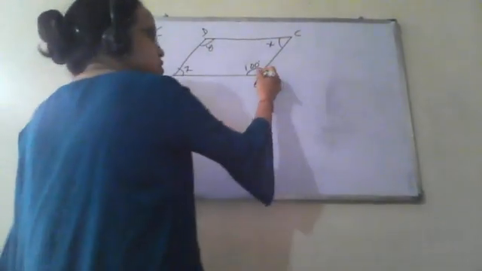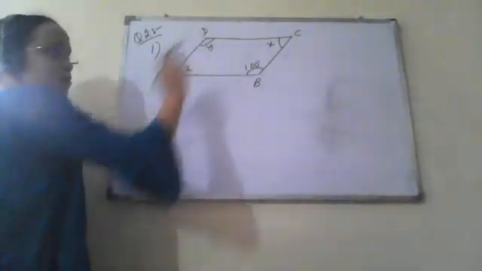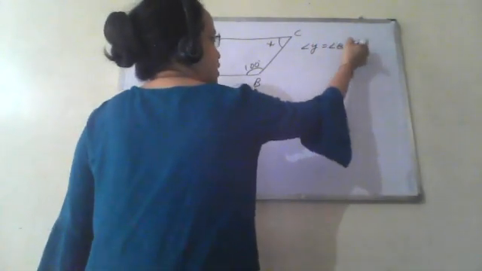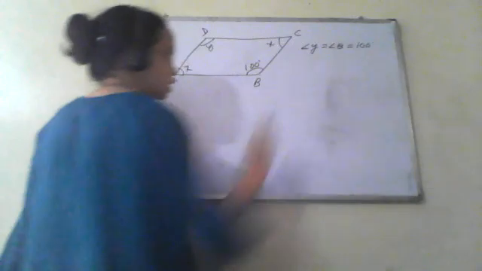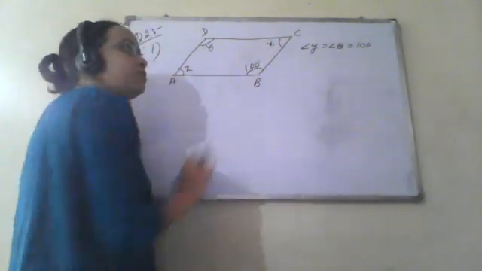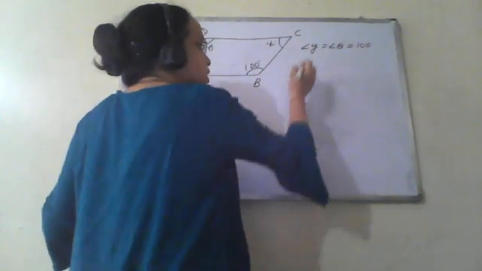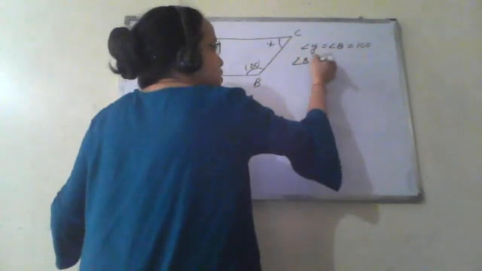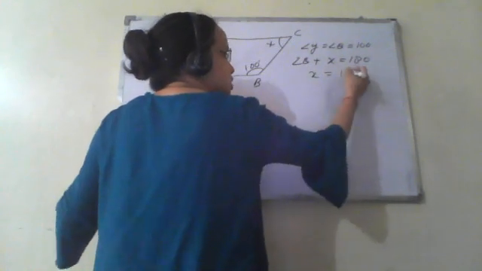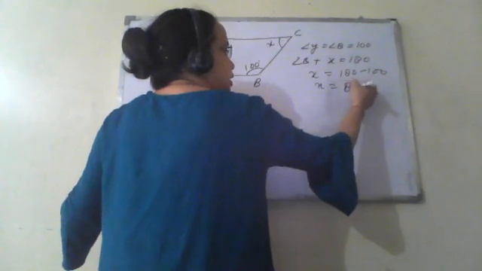If this is 100, y will also be 100, because opposite angles of a parallelogram are equal. So y equals angle B, and that is equal to 100. Now if angle B is 100, what will be x? These are adjacent angles, so the sum of adjacent angles is 180 degrees. So angle B plus x equals 180 degrees, and x equals 180 minus 100. So the value of x is 80 degrees.